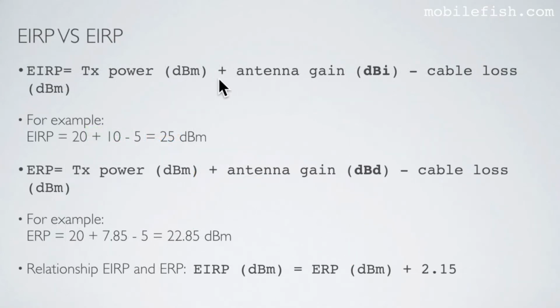This is the equation to calculate the EIRP value, and this is the equation to calculate the ERP value. Both equations are the same, with the exception of the antenna gains. This antenna gain must be expressed in the unit dBi, and this antenna gain must be expressed in the unit dBd. The relationship between EIRP and ERP can be expressed by this equation.